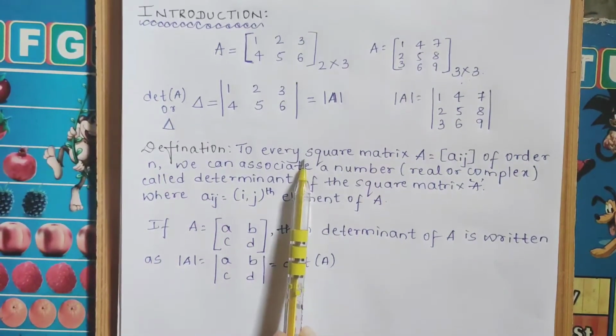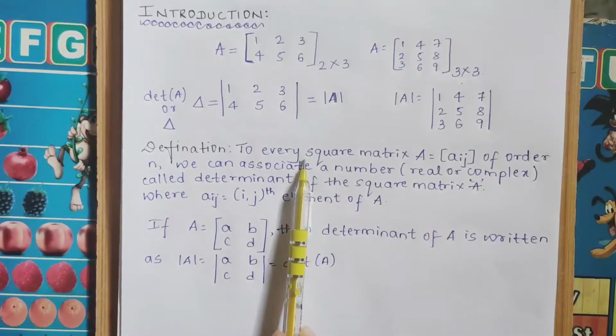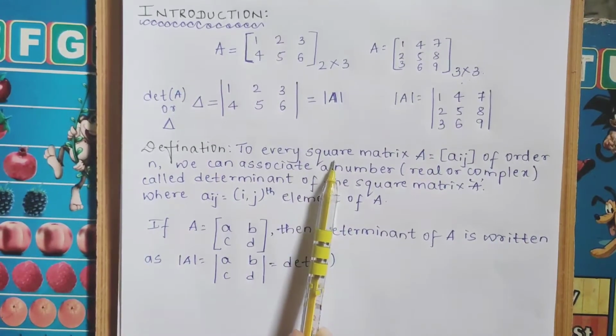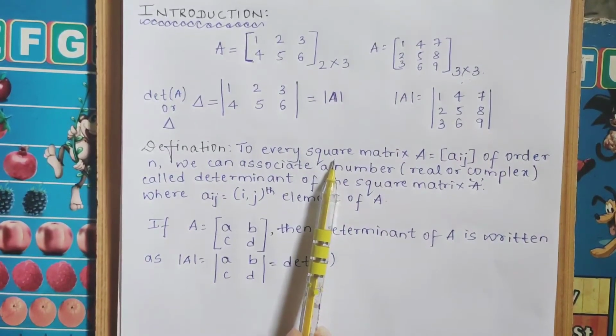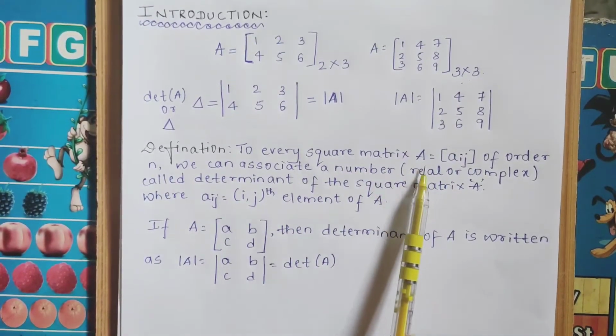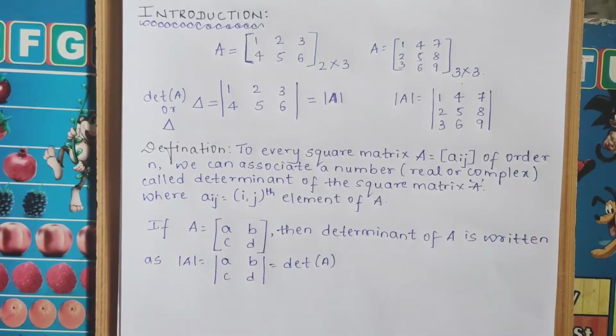Square matrix means what? The number of rows and the number of columns should be the same. That is termed a square matrix. Okay, it can be either order 2 or order 3. So to every square matrix A is equal to Aij. This is the standard way we write it, you know it already.